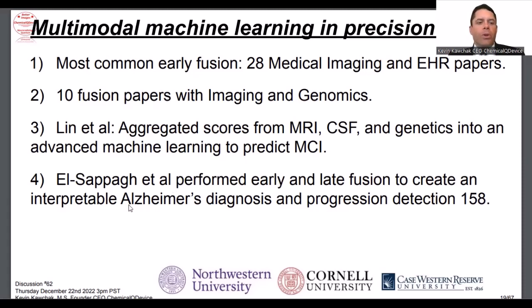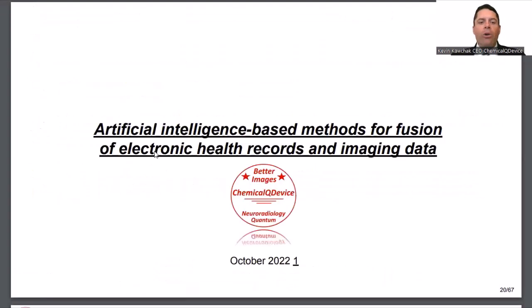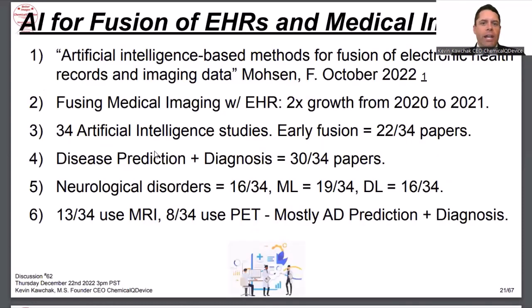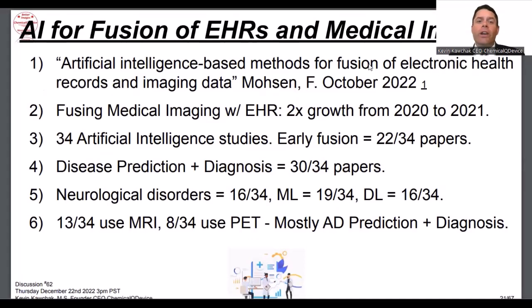And you'll see number four, late fusion, interpretable Alzheimer's diagnosis. So what that means is a lot of these machine learning and deep learning algorithms are not quite transparent. So I've got a paper kind of in my queue that basically says explainable AI, that you have these complex, potentially very helpful algorithms and basically understanding them better. So this paper, artificial intelligence-based methods for fusion of electronic health records and imaging data, was a couple months ago this year, and the way I line these up is basically that in this paper, it's just medical imaging and electronic health records.